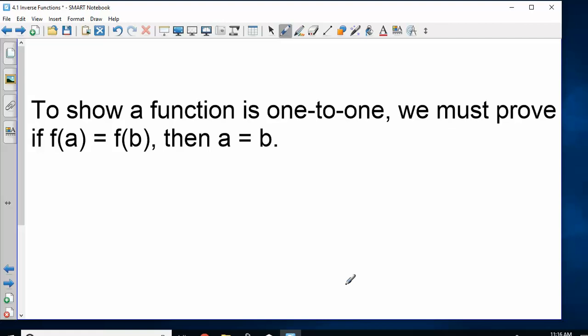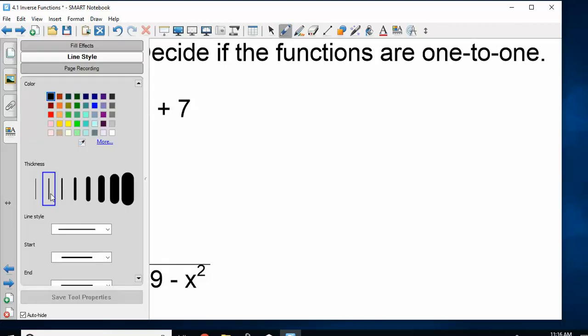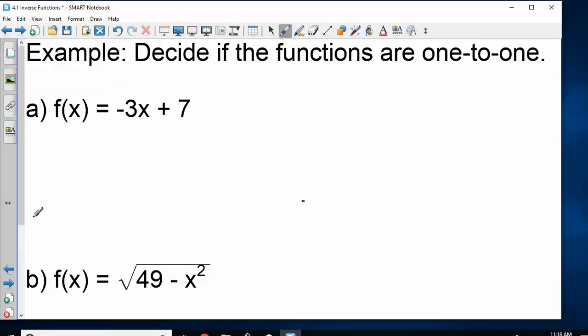So I want to look at an example and see if we can make a little sense of what this is telling me. I want to decide if these are one-to-one. So one-to-one says y never repeats. So we start out pretending y does repeat. So y, that's your f of x. Let's say f of a equals f of b. These are two y values. I'm going to say those y values are equal. So I hit the same y value twice.